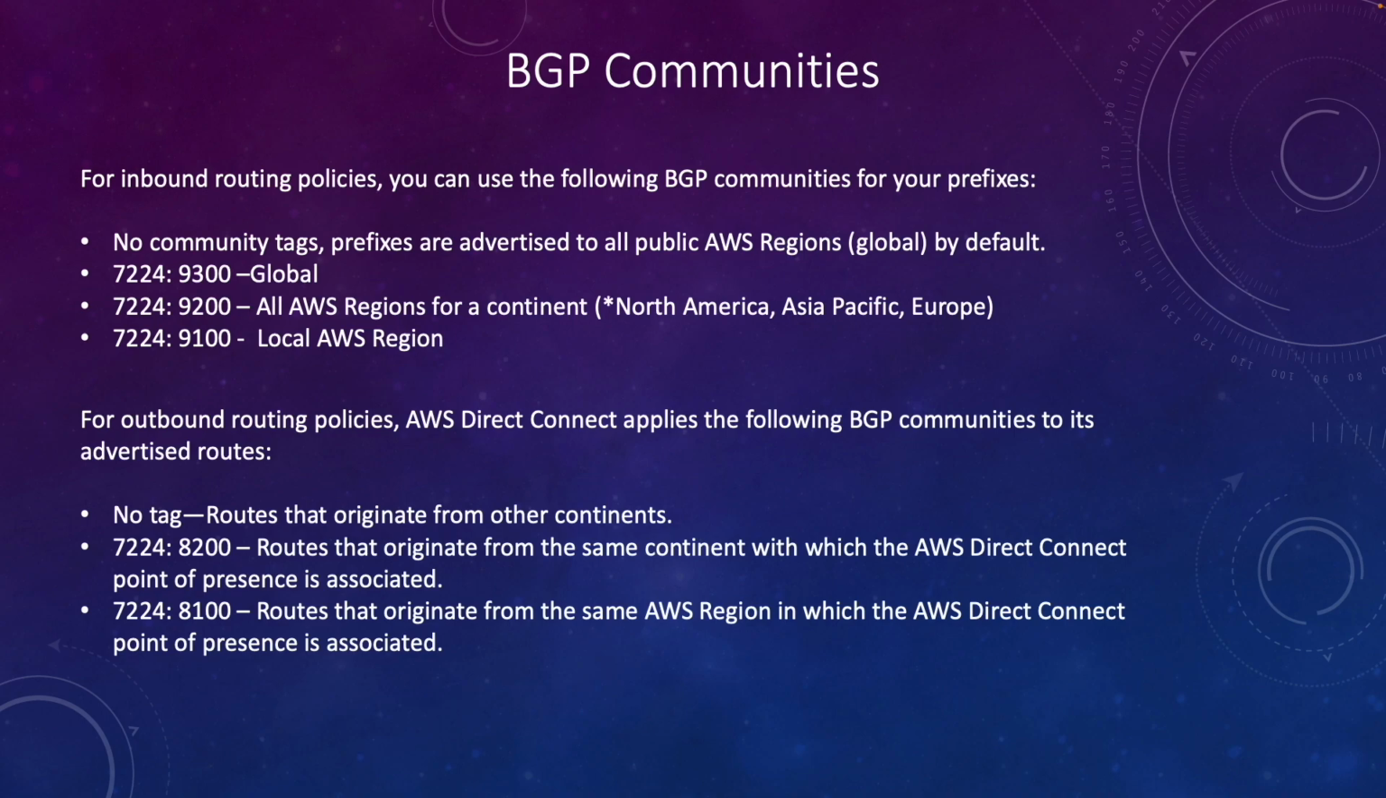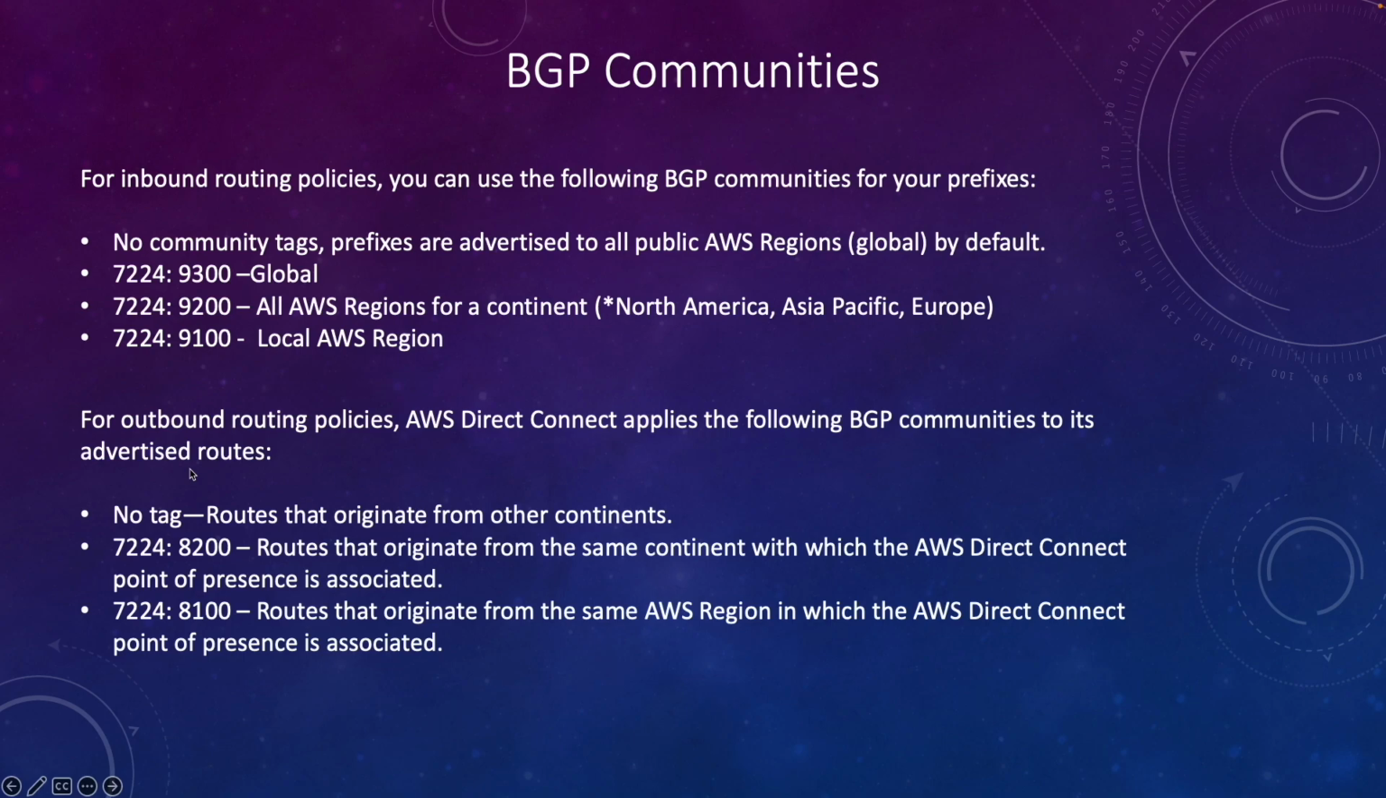Similarly, if you want to restrict more, and advertise those prefixes only to the particular region where your DX connection belongs, you can do that as well by using the BGP community. So here we have 7224:9200 and 9100 as the two BGP communities which you can use to control to what extent your IP address advertisement can go.